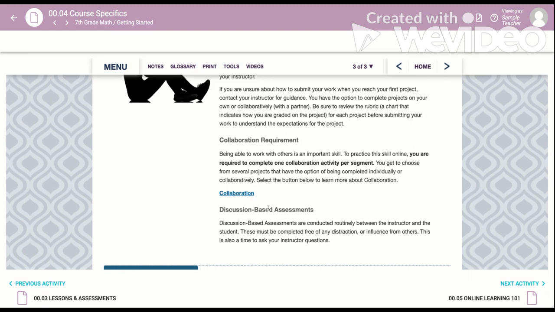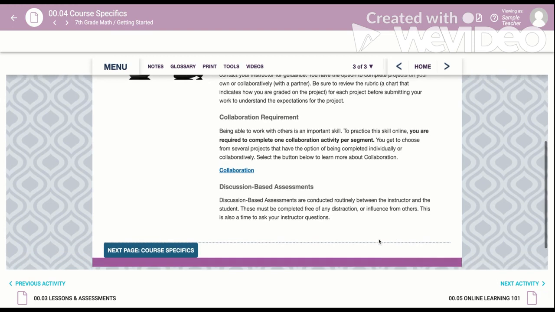Finally, there are going to be discussion-based assessments. Discussion-based assessments are conducted routinely between the instructor and the student. These must be completed free of any distraction or influence from others. This is also a time to ask your instructor questions.